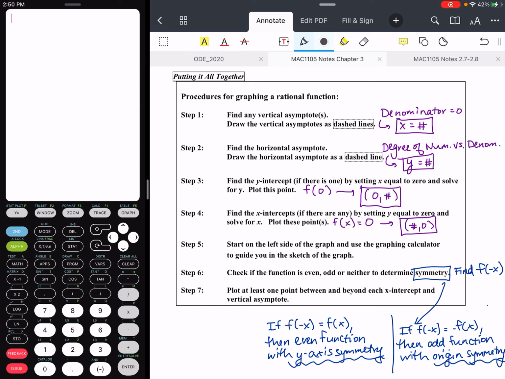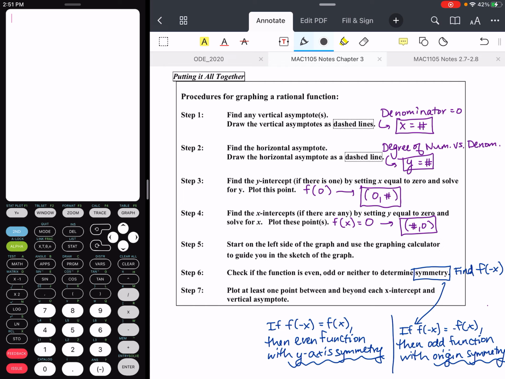Step 1, vertical asymptote. To find this, we set the denominator equal to 0. Remember that your vertical asymptote is in the form x equals some number. Step 2, find your horizontal asymptote. We find this by comparing the degree of the numerator to the degree of the denominator. Your equation is always in the form y equals some number. And all asymptotes are drawn on a graph using a dashed line to represent that asymptote.